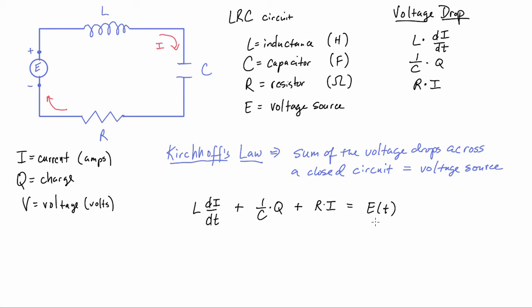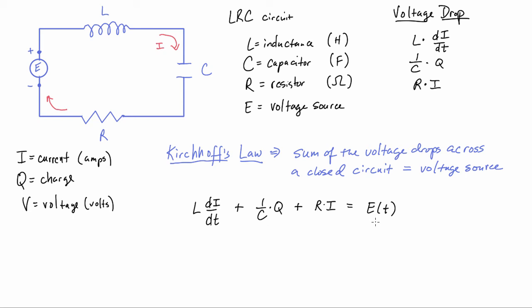The voltage source is a function of time, as is the current, as is the charge. So L, R, and C, at least for us this semester, are going to be constants. But I, Q, and E are all functions of time t. Now, because of that, we have this equation, but it's really not in a great form yet.